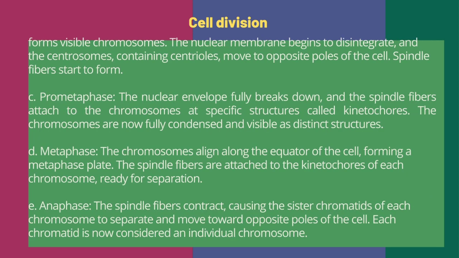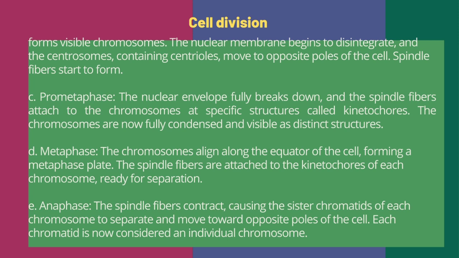Forms visible chromosomes. The nuclear membrane begins to disintegrate, and the centrosomes, containing centrioles, move to opposite poles of the cell. Spindle fibers start to form. C. Prometaphase. The nuclear envelope fully breaks down, and the spindle fibers attach to the chromosomes at specific structures called kinetochores. The chromosomes are now fully condensed and visible as distinct structures.